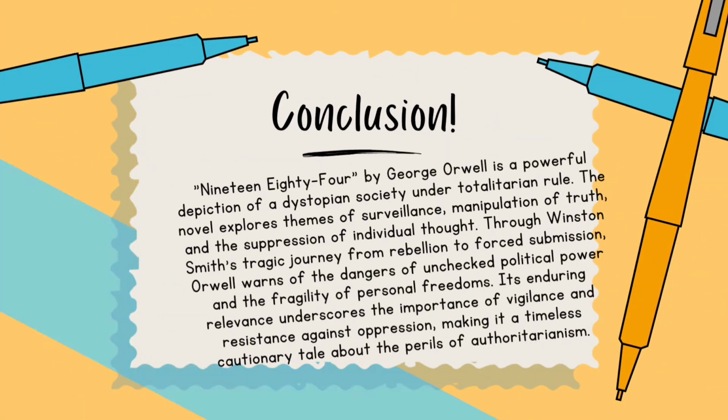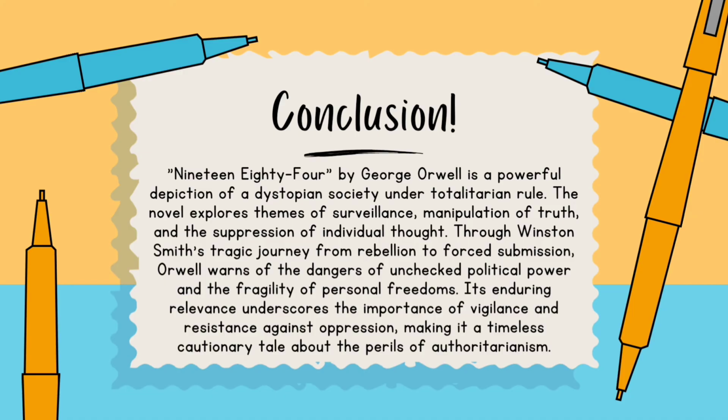Conclusion: 1984, by George Orwell, is a powerful depiction of a dystopian society under totalitarian rule. The novel explores themes of surveillance, manipulation of truth, and the suppression of individual thought. Through Winston Smith's tragic journey from rebellion to forced submission, Orwell warns of the dangers of unchecked political power and the fragility of personal freedoms. Its enduring relevance underscores the importance of vigilance and resistance against oppression, making it a timeless cautionary tale about the perils of authoritarianism.